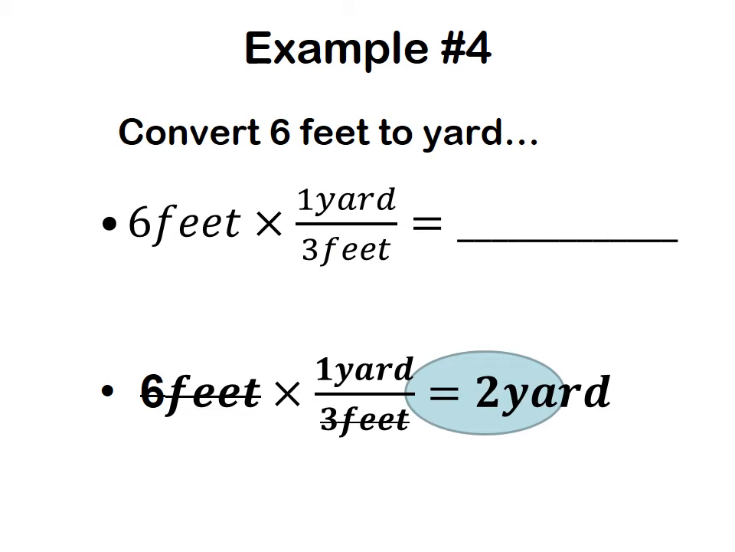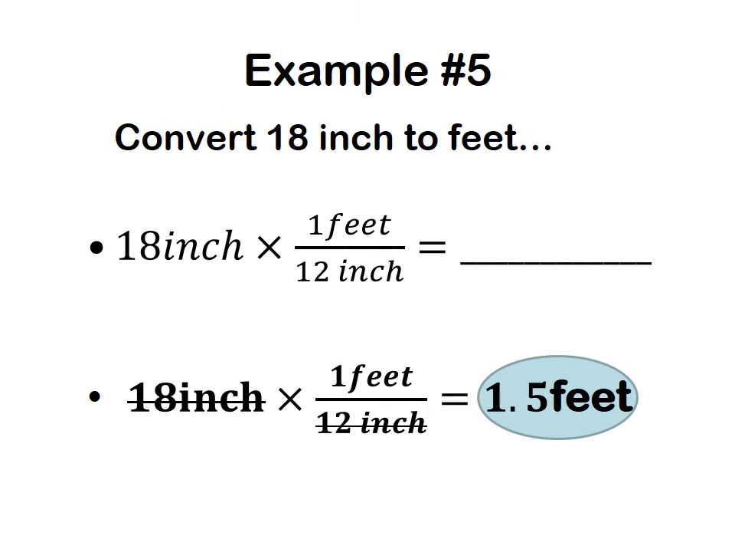Example, convert 6 feet to yard. 6 feet into 1 yard by 3 feet, so we get 2 yard. 18 inch by 1 foot by 12 inch. What we need, we will keep up. So we will get 1.5.